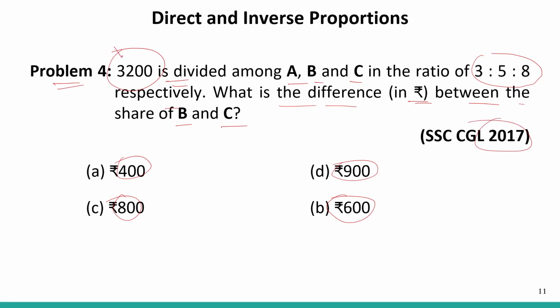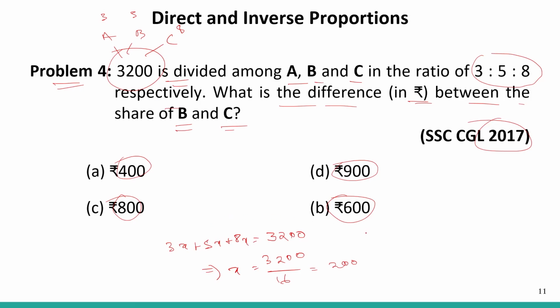Okay, so this is divided into A, B and C, right? So the ratio is 3:5:8. So what is the difference in rupees between the share of B and C? So let their common factor be x. So it will be 3x plus 5x plus 8x is equal to 3200, right? So this implies that x is equal to 3200 by 8 plus 5 is equal to 13 plus 3 is equal to 16. So this will be 200, right?